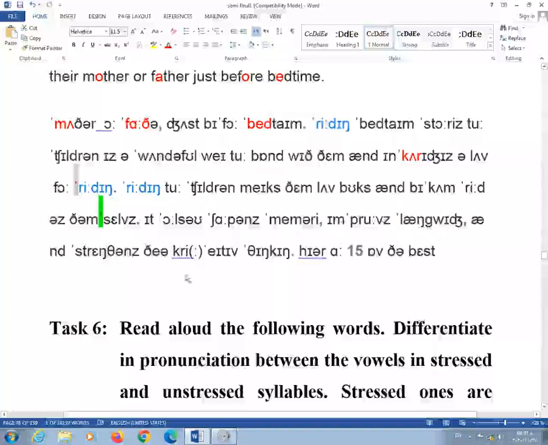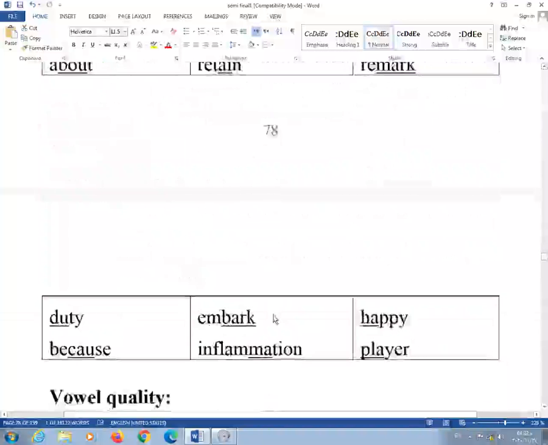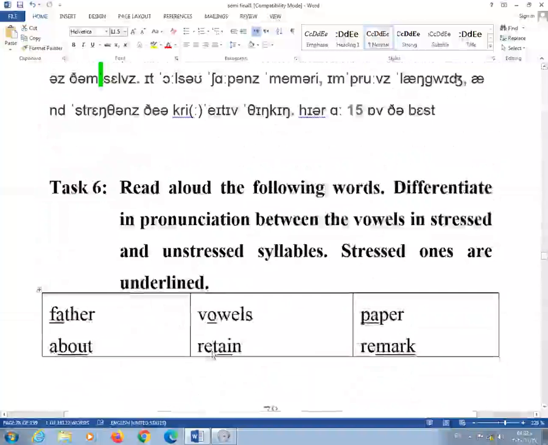Okay. And look at this. Strengthens. First syllable. Okay. And creative. And thinking. Okay. And so on. So let's take an example here. Read aloud the following words, differentiating pronunciation between the vowels in stressed and unstressed syllables.